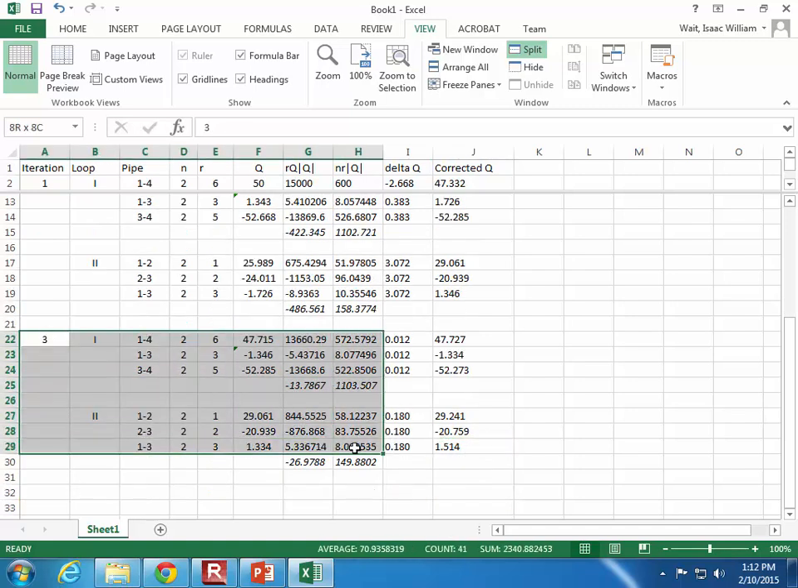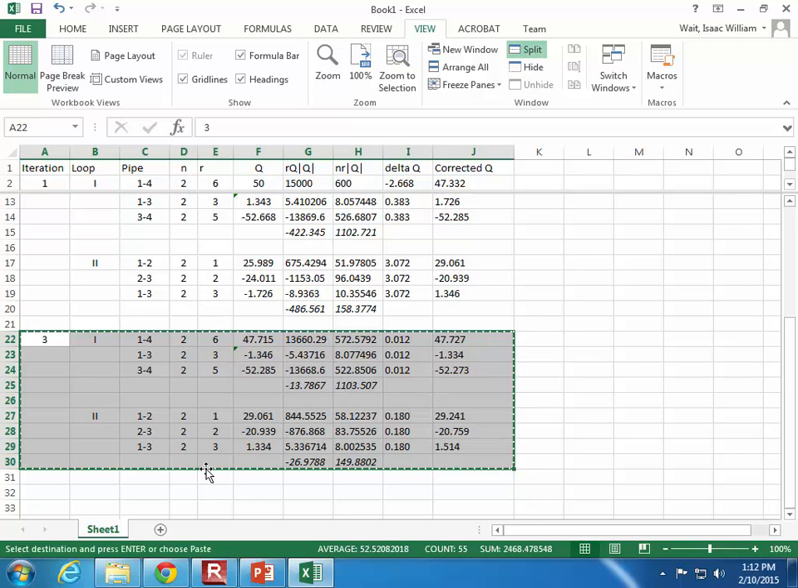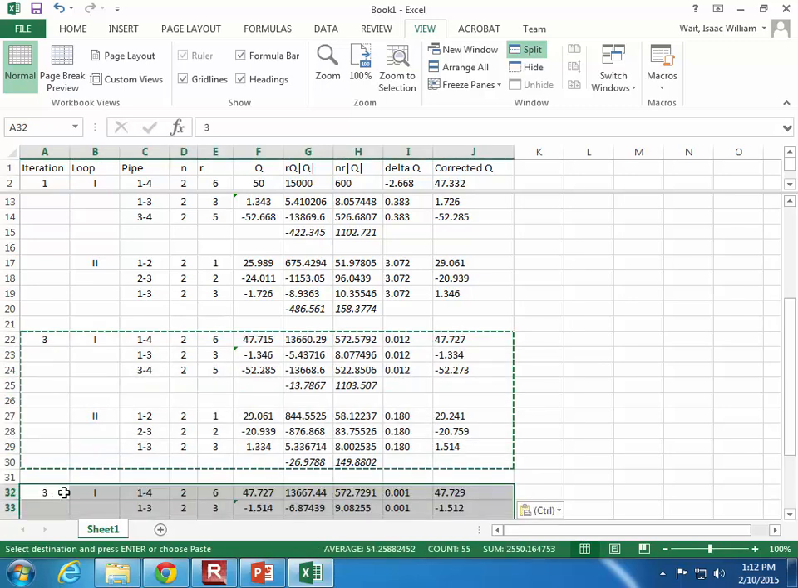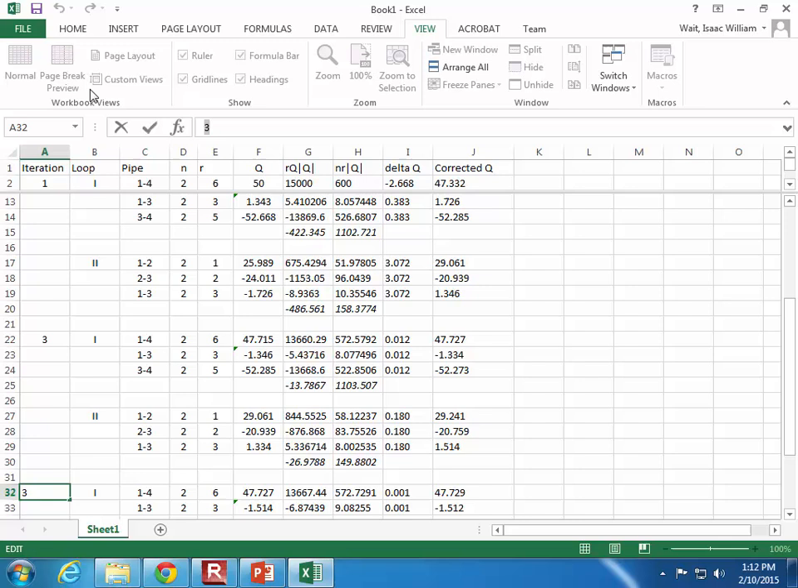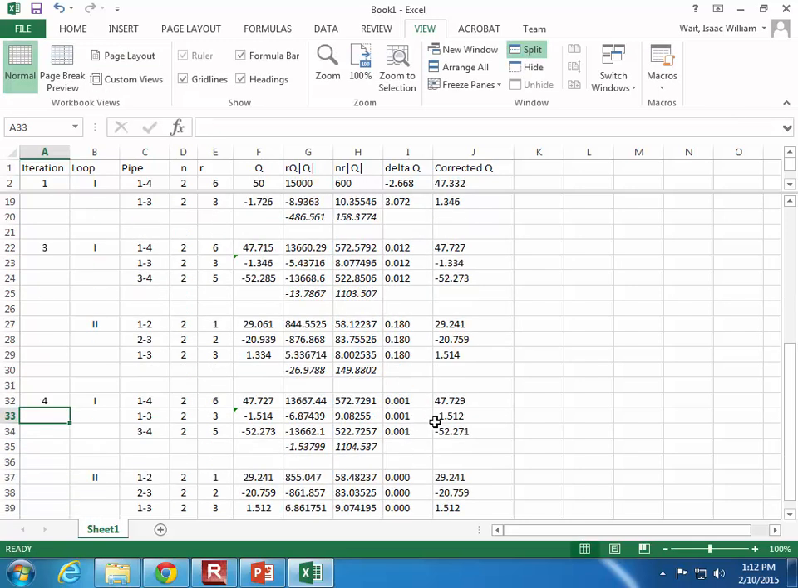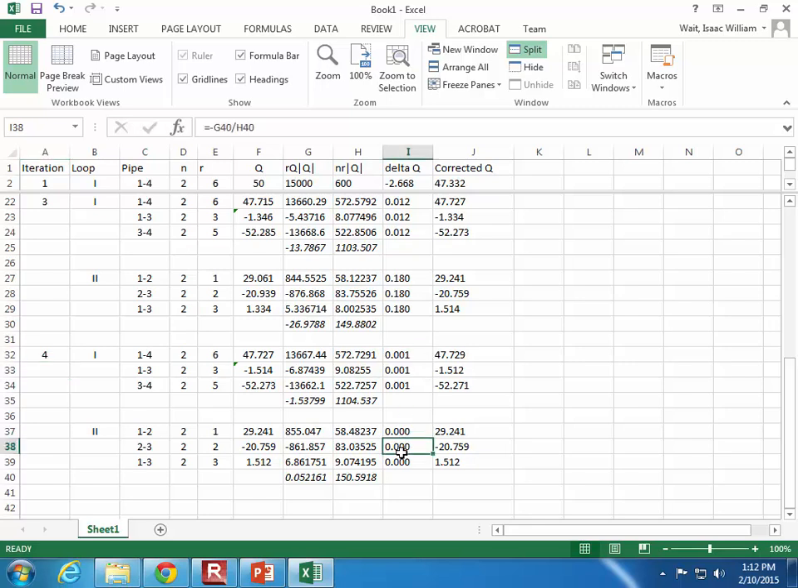So let's do another iteration. Control C, Control V, and all I have to change is this one cell, the iteration number, and really no calculations are based on that. But now you can see that this delta Q is just minuscule, and we finally have a flow rate. Pipe 1, 3 was the last one to stabilize, and now we know the flow rate is 1.5. 1.512 is the flow rate in that pipe. So we're done. These are the correct flow rates. Any questions about that?